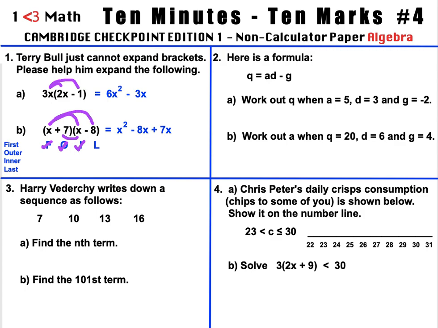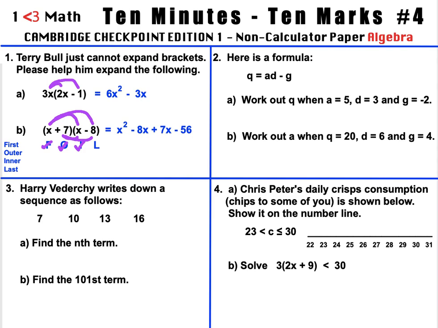Finally, the last terms in each bracket, plus 7 multiplied by minus 8. A plus times a minus is a minus, and 7 times 8 is 56, so it's minus 56. Now, we're not finished at this point because we need to simplify.